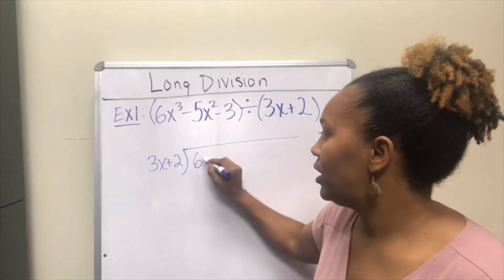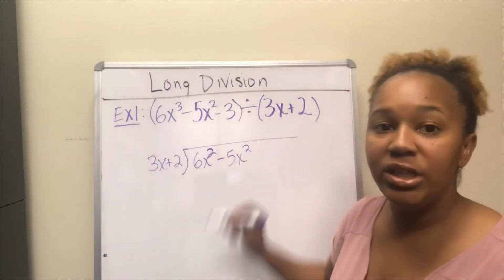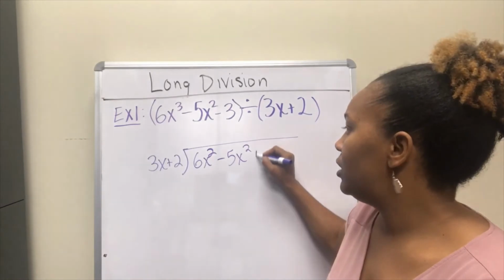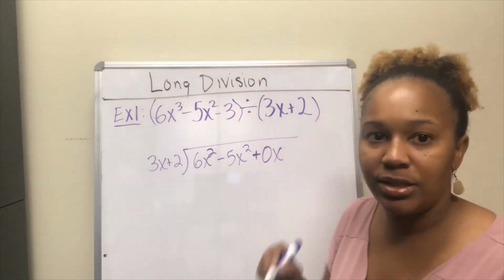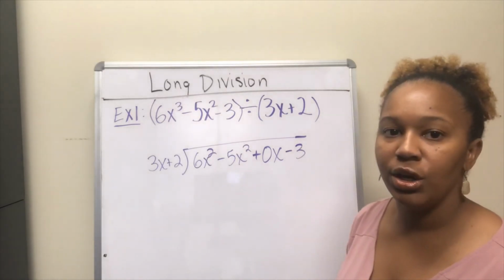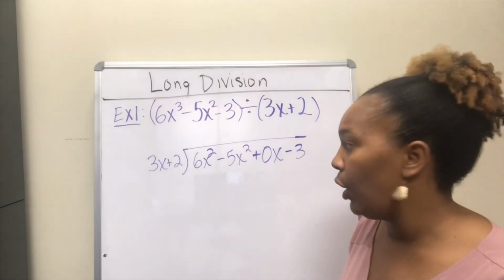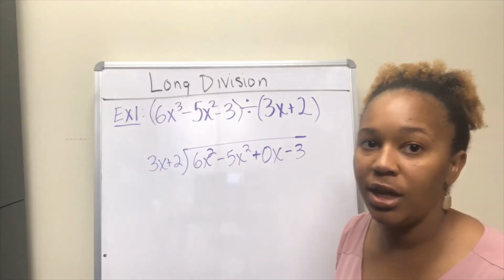So we have an x to the third, we have an x to the second, but we don't have an x to the first. So we would have to write 0x in its place, and then we have an x to the 0, which is the constant term. So this is how you will write it out. You want to make sure you have a place for every term because it will completely change your answer.